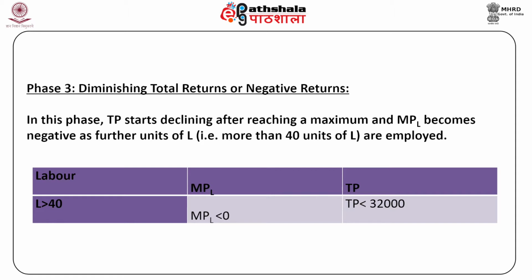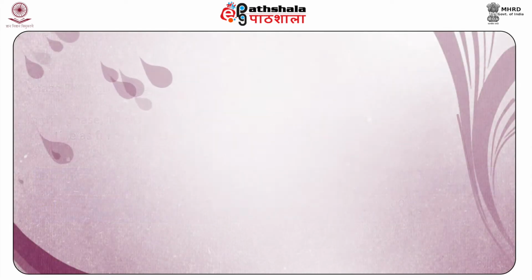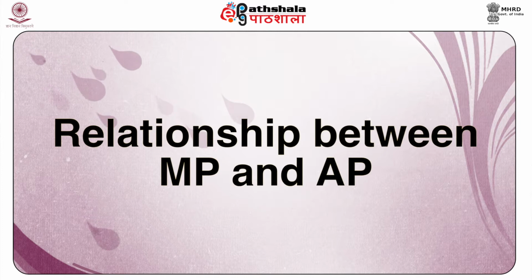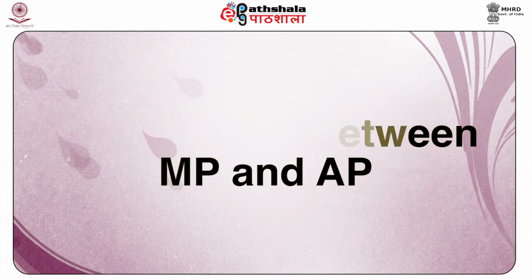In this phase, TP starts declining after reaching a maximum and MPL becomes negative as further units of L, that is, more than 40 units of L are employed. 3.2 Relationship between MP and AP.